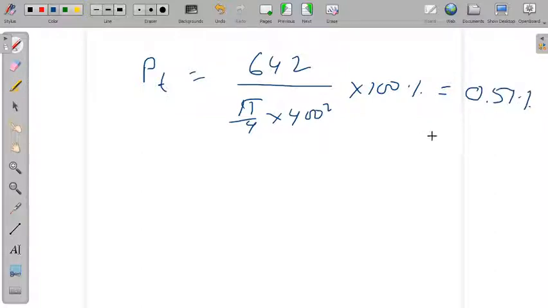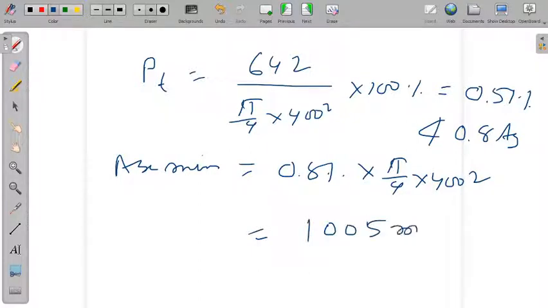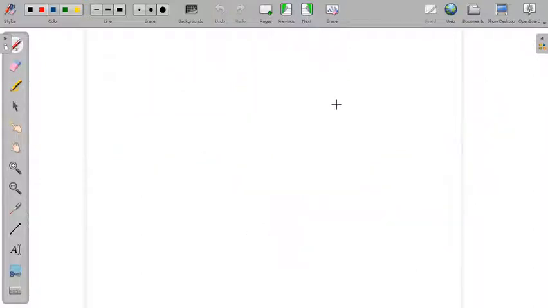It is coming around 0.51%. So what is the guideline? The guideline says it should not be less than 0.8% of the gross area. That means we have to provide minimum reinforcement. So we will provide ASC minimum, that is 0.8% of the gross area. Gross area is pi by 4 into 400 square. So this value comes out to 1005 mm square. So minimum we have to provide 1005 mm square reinforcement in this case.